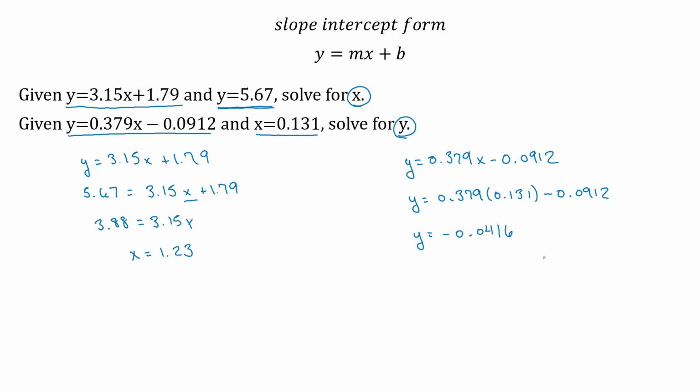Now I'm just putting it in my calculator and getting a value out for y, which is 0.0416. Again, this is very common when you've got a calibration curve and then you have an unknown. You'll get an equation for a line, and then you've got to figure out what's going on with your unknown.